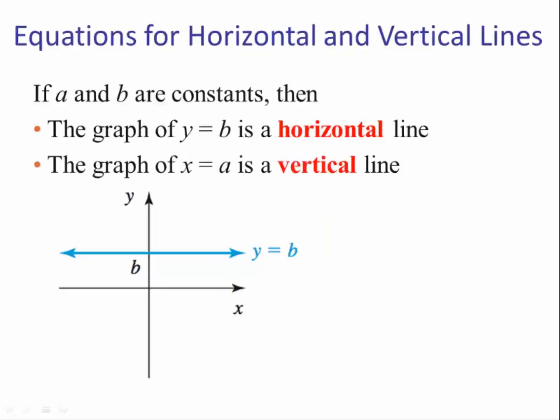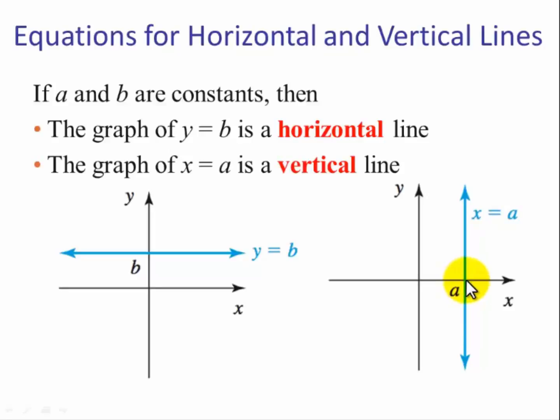The graph of x equals a is a vertical line. So each of these ordered pairs on this line has the same x, and the y's are different. This line here is written in y equals mx plus b form, where m is 0, the slope is 0. This is the only linear line that cannot be written as y equals mx plus b.